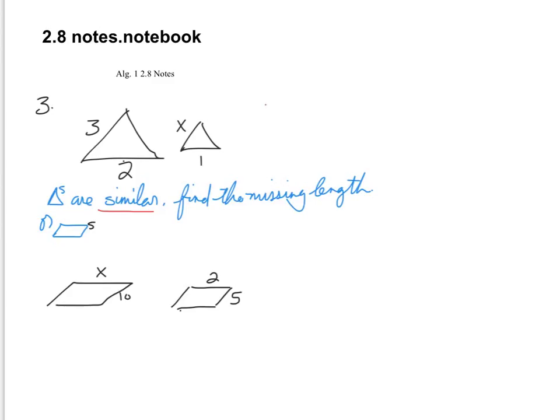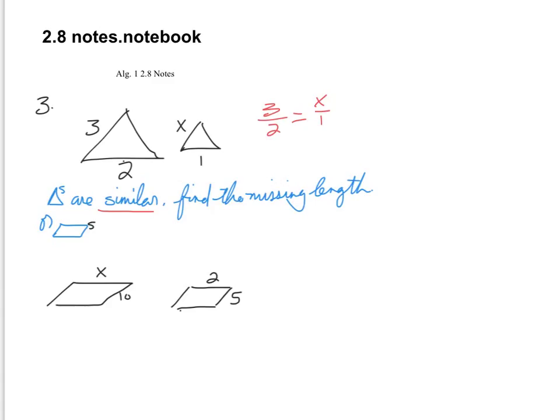So here we go. We're going to set up a ratio that side length 3/2 is equal to the side length ratio of x over 1.